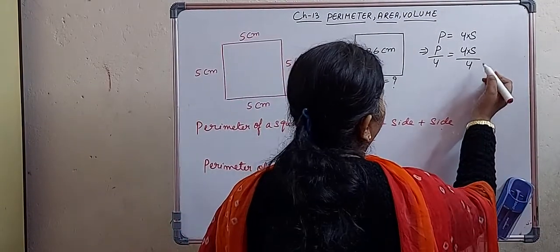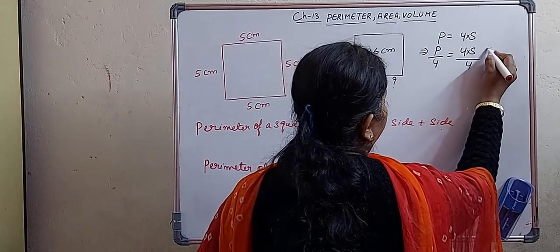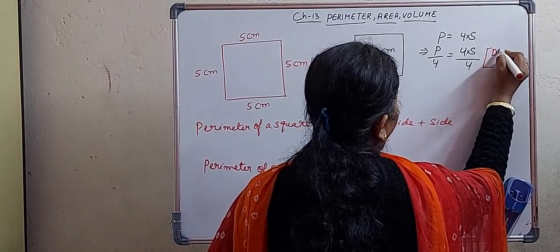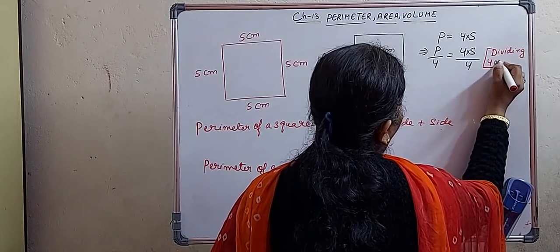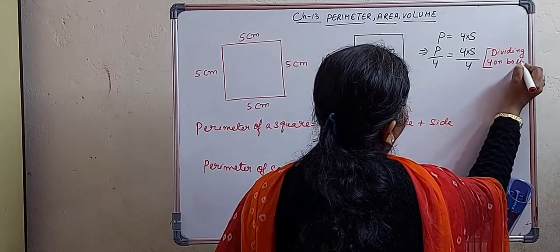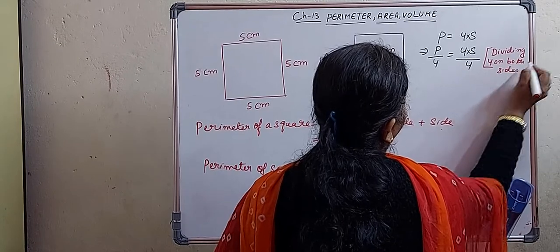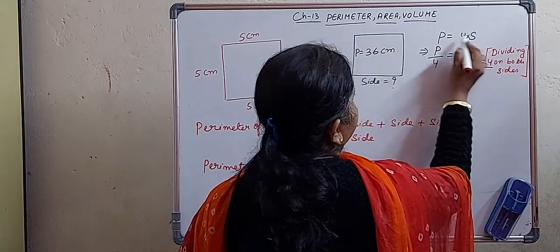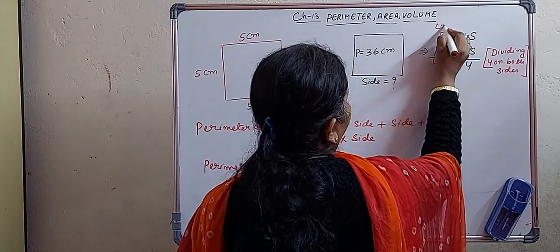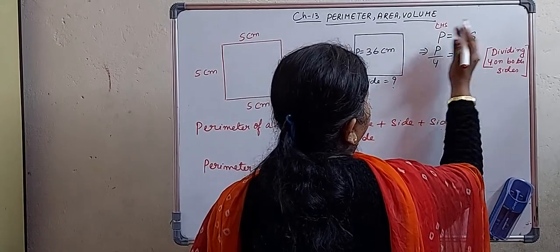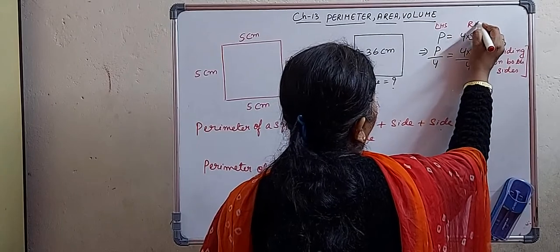And also what we will do, we will write down the reason. Dividing 4 on both sides. What is the both side, children? This is again equal to is there in between. So left hand side of equal to, you will write LHS, and right hand side of equal to, it is your RHS.